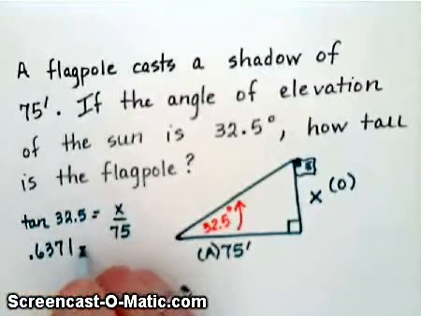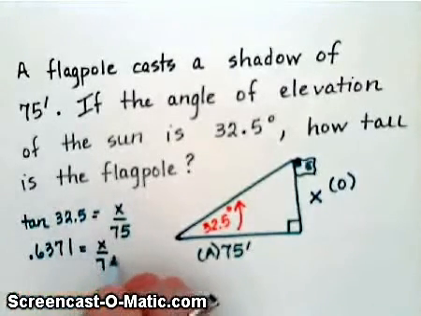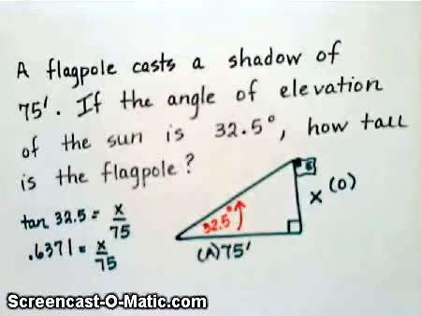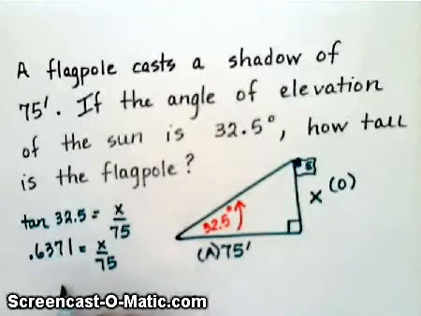0.6371 is equal to X over 75. And we will multiply that, we'll cross multiply in fact, and our answer is about 47.78, and I'll give you some rounding instructions.